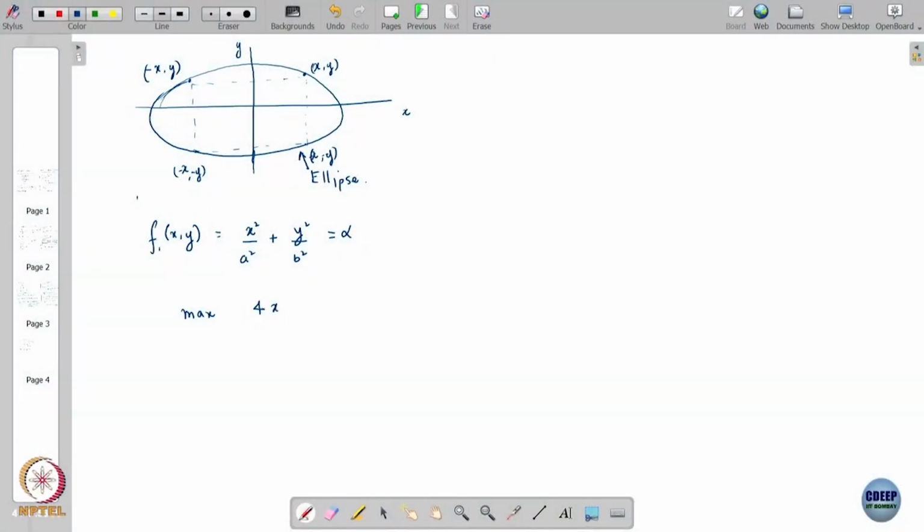So what we want to do is find x and y such that you maximize the function 4xy, but then x and y should lie on the ellipse. Which means that x and y must solve this.